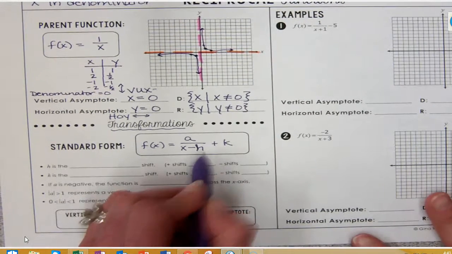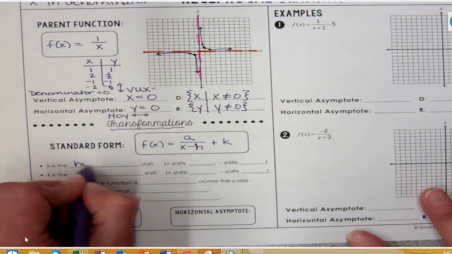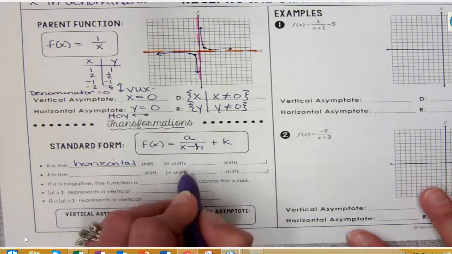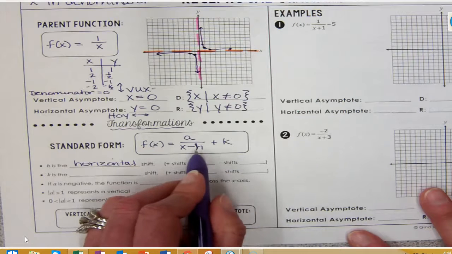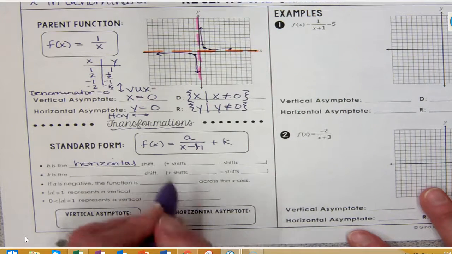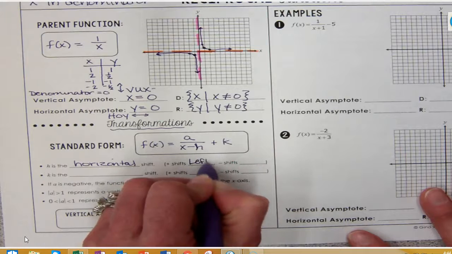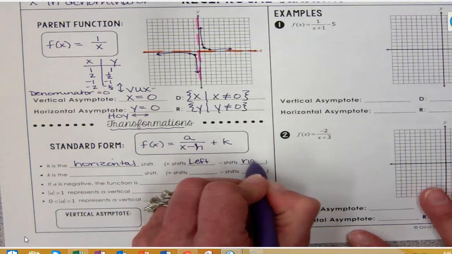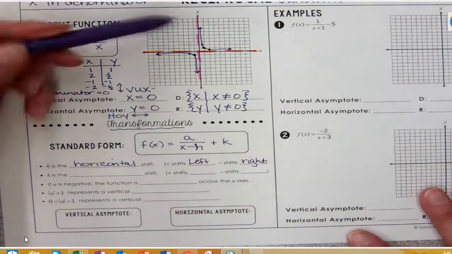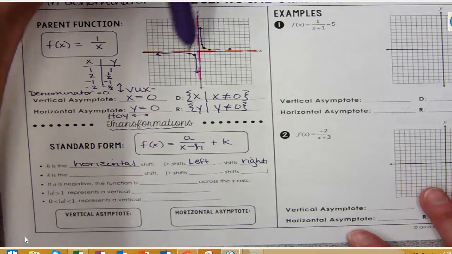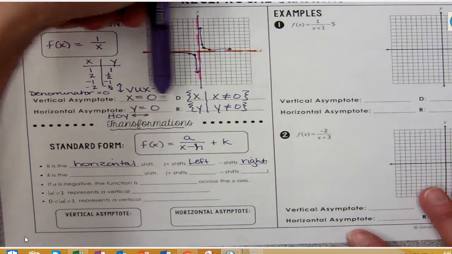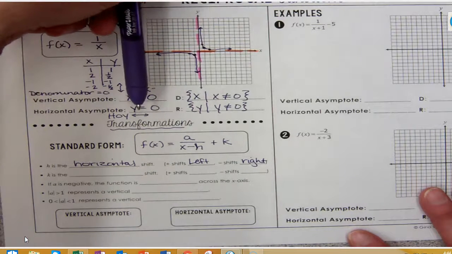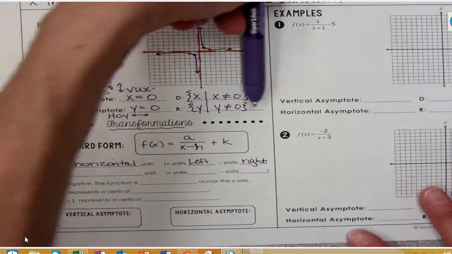When h changes, we know that that's going to be a horizontal shift. When this is x plus h, it's going to move to the left. When this is x minus h, it's going to move to the right. When I say it, I'm basically meaning this center point. It's going to be shifting left or shifting right. This asymptote is going to be shifting to the left or to the right.